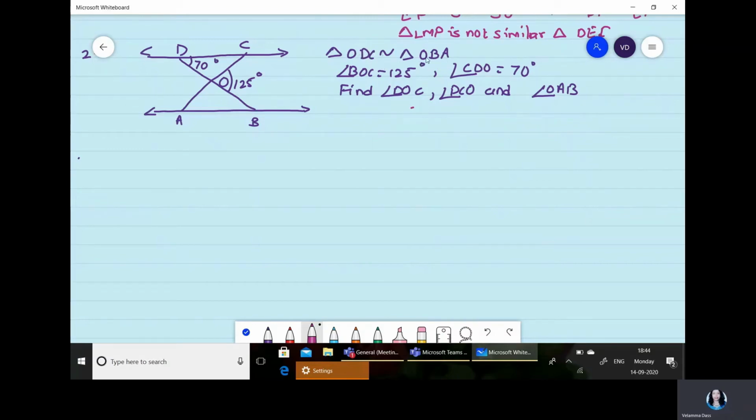When two triangles are similar, we all know the definition: if two triangles are similar, then the corresponding sides are in proportion and the corresponding angles are equal. Since it is related only to angles, we know the relation that angle O will be equal to angle O, angle D will be equal to angle B, angle C will be equal to angle A. So when I see angle D is 70 degrees, I can say angle B is also 70 degrees.